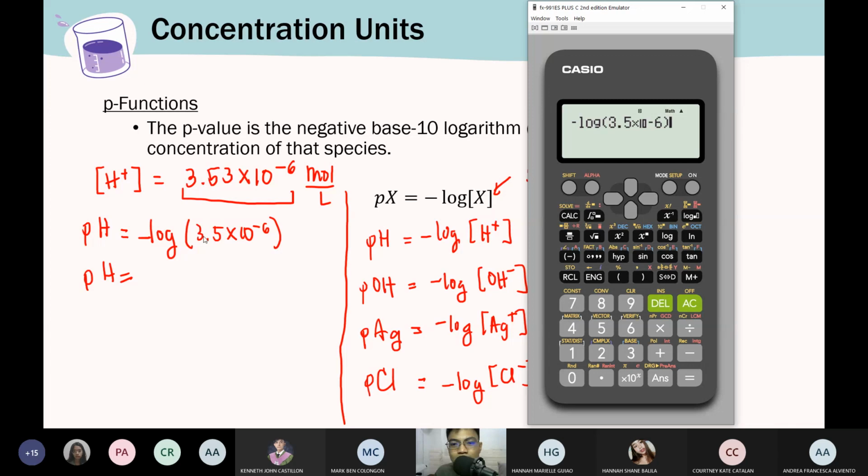Okay, so what's the negative logarithm of 3.53? Sorry, I forgot the 3. 3.53 times 10 raised to negative 6, equal sign. The pH is 5, which means it is acidic. Remember, if the pH is below 7, it is acidic.